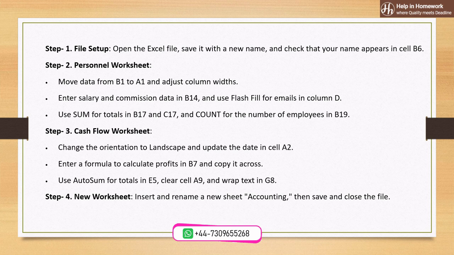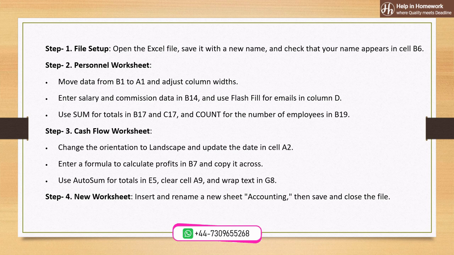Step 1. File setup. Open the Excel file, save it with a new name, and check that your name appears in cell B6. Step 2. Personnel worksheet. Move data from B1 to A1 and adjust column widths. Enter salary and commission data in B14, and use Flash Fill for emails in column D. Use SUM for totals in B17 and C17, and COUNT for the number of employees in B19.